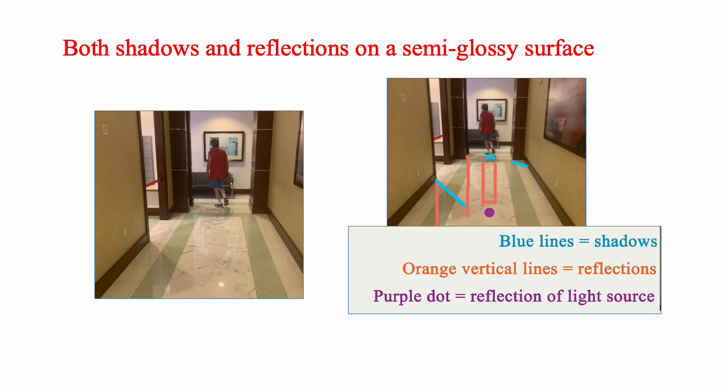Both shadows and reflections are seen on semi-glossy surfaces, but shadows are best seen on matte surfaces that aren't shiny, and reflections are best seen on very shiny surfaces. So they're both attenuated on semi-glossy surfaces. That means we really don't see the shadows and the reflections well. Here is a shadow because it creates a diagonal, and we can see a vague reflection of this person as well as a reflection of the light source.